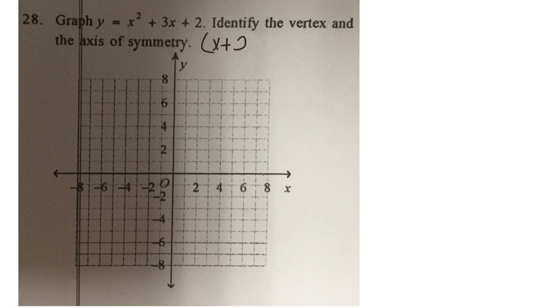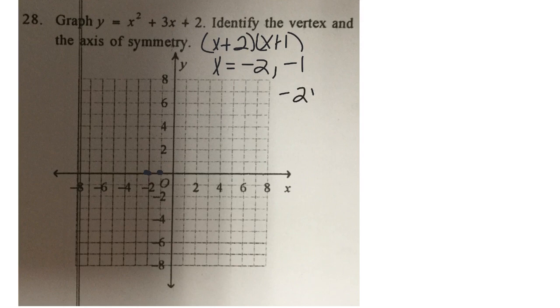x plus 2 and x plus 1. Does that give me my zeros? It sure does. 1x plus 2x is 3x, so I have x is equal to -2 and -1. Those are my zeros, -2, -1. My vertex is going to be halfway between there.